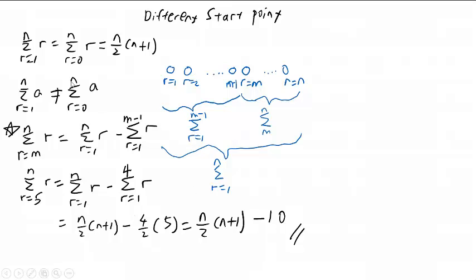Okay, so in conclusion, this formula is very useful when you want to change the starting point to something other than 1 or 0, right? Of course, if this is 0, then this will be 0 over here, right? Okay, and with this formula, you'll be able to solve more types of sigma notation.